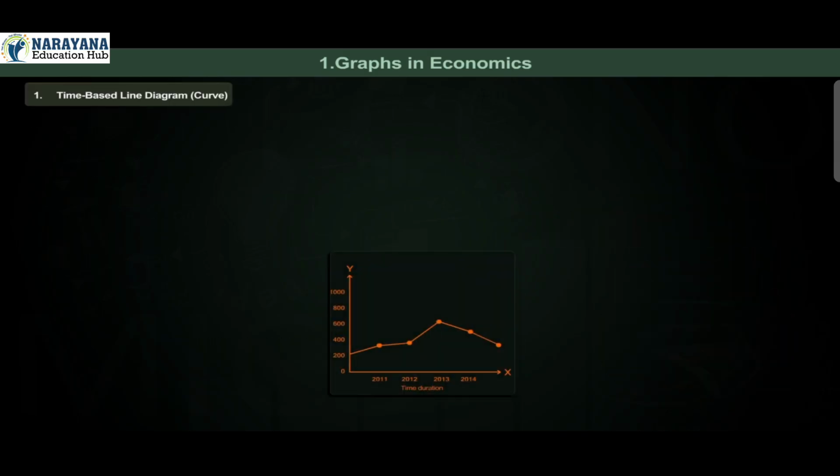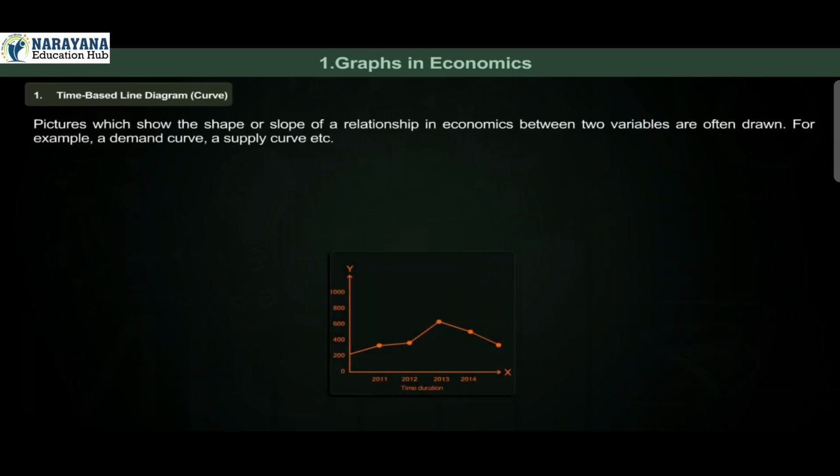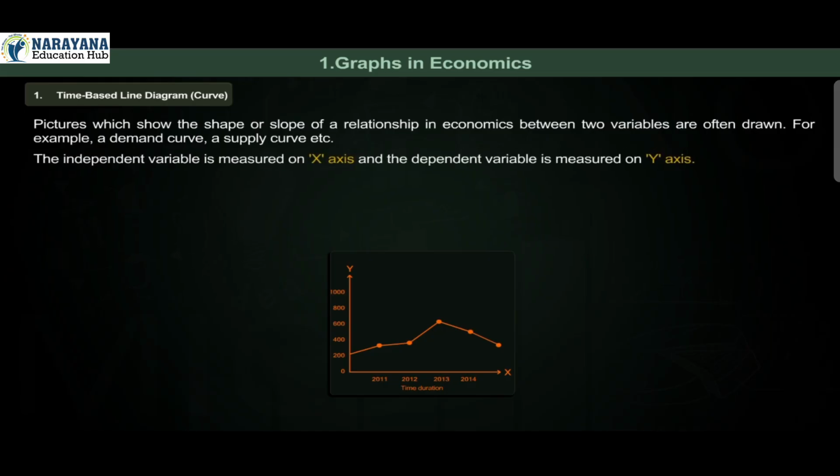Time-based line diagram, that is curve. Pictures which show the shape or slope of a relationship in economics between two variables are often drawn. For example, a demand curve, a supply curve, etc. The independent variable is measured on x-axis and the dependent variable is measured on y-axis.